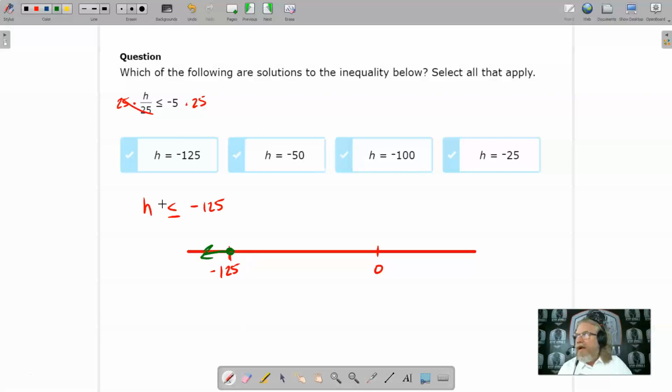So now we can start plotting those points and see which ones are in the solution. Well, negative 125, yep, right there on it, right? So this one's good to go. That one works. What about negative 50? Well, negative 50 would be like, what, right here? So that's not going to work. Negative 100, I don't know what negative 100 is going to be, like right around there. That's not in the solution. And negative 25 would be right there on the number line, and that's not the solution. So the only one that works is the first one, right?